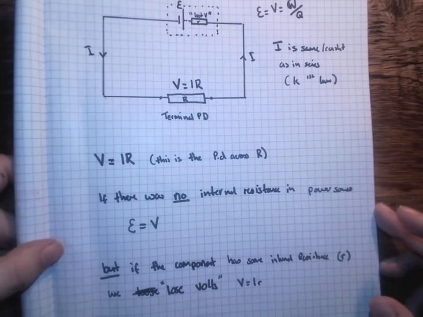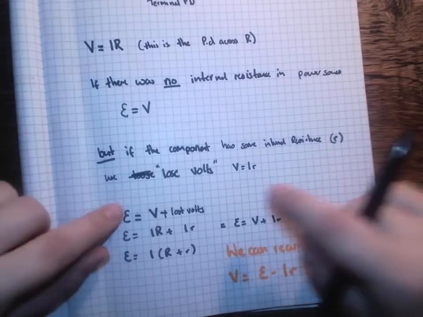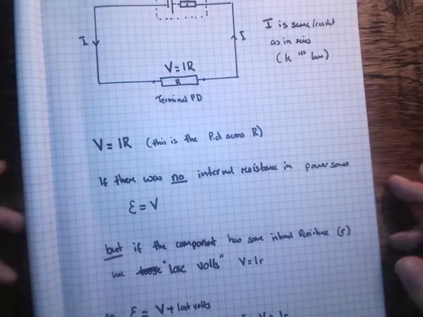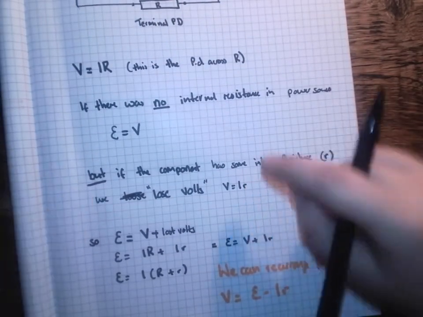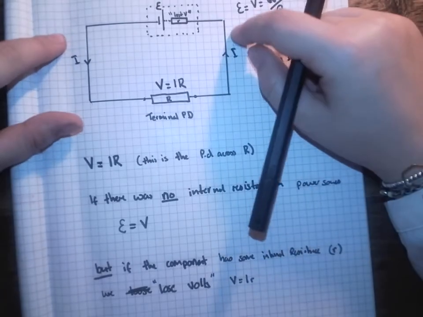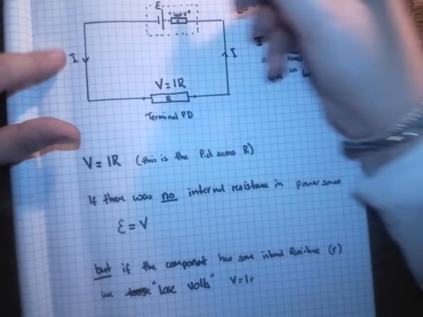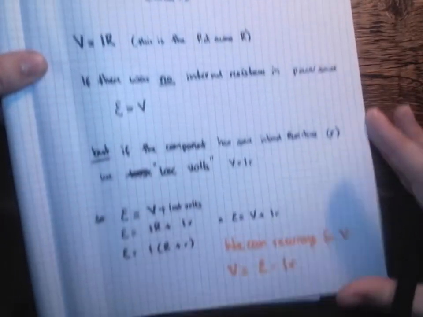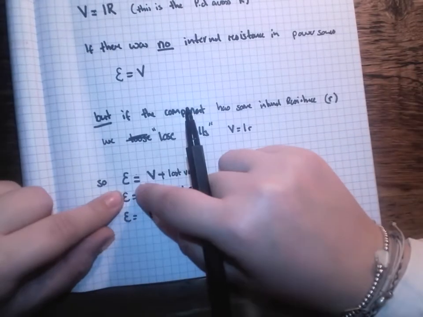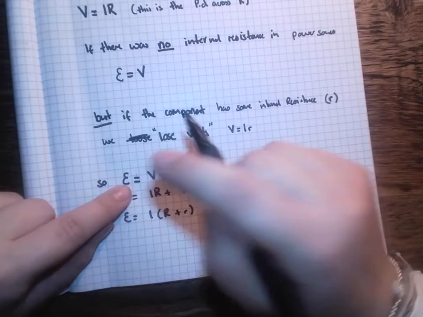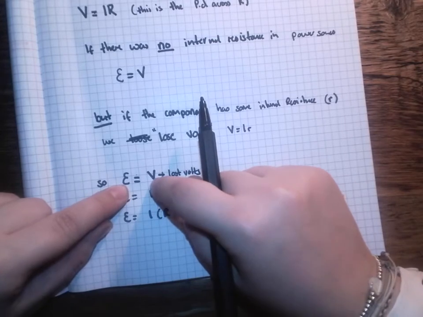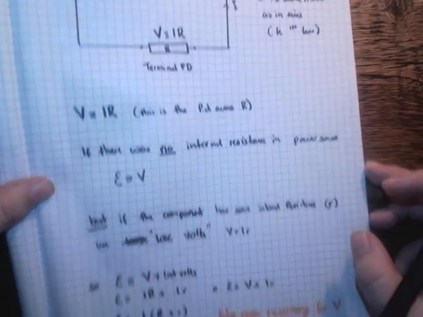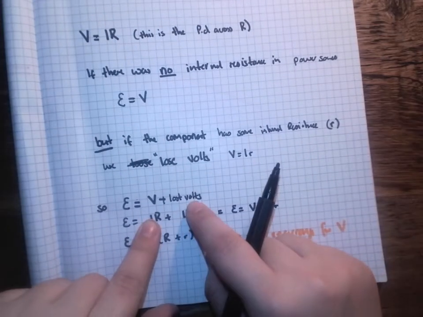So in this case, the voltage that's being lost across up here is equal to I times r. Remember, our I is going to be the same in a series circuit, using Kirchhoff's first law. There are no junctions for it to split out, so my current is the same everywhere. So if I'm looking at this, I can then come up with an equation for my EMF. So my EMF is equal to my terminal potential difference, the one that's being used in the circuit, plus my lost volts.